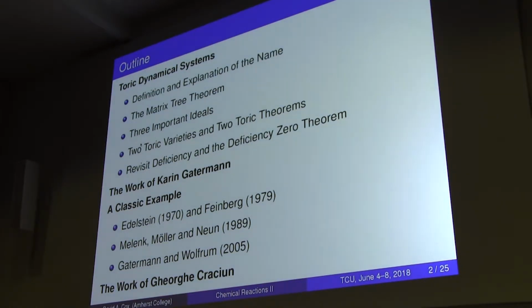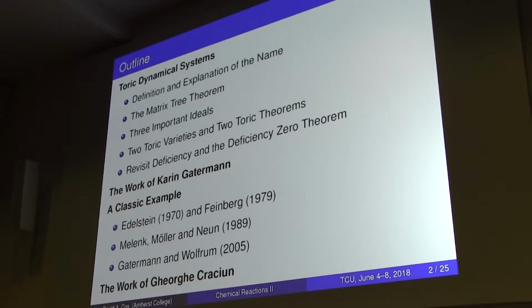There's going to be also some toric varieties and also some really nice theorems as well. So we have all that to talk about. And once we have that, I'll be able to revisit the deficiency and deficiency zero theorem and sort of understand what they mean in the toric context. So that'll be nice. Then we'll talk about the work of Karin Gotterman.